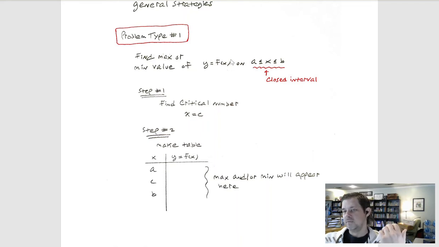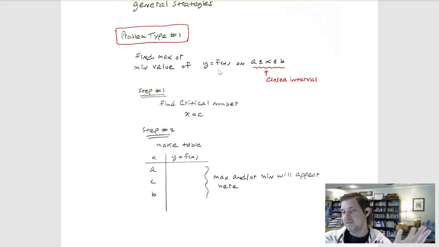So, the function is a curve, and it might go up and down, and there might be a high point on it or a low point on it. And that's what we're after when the problem says find the maximum this or find the minimum that. But if that function is on a closed interval, we're just looking at part of it. Okay, we're not looking at the entire graph along the entire axis, maybe just a little bit.